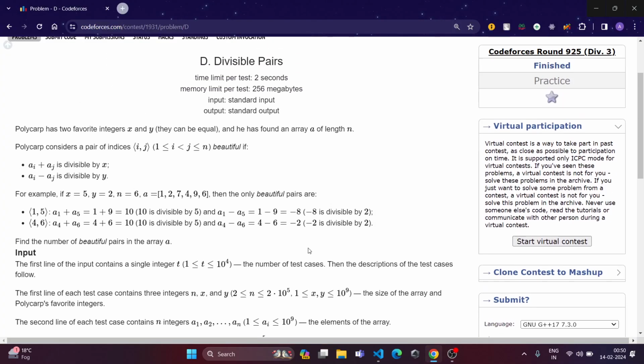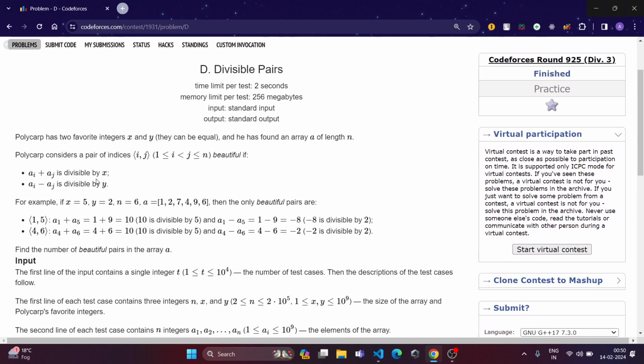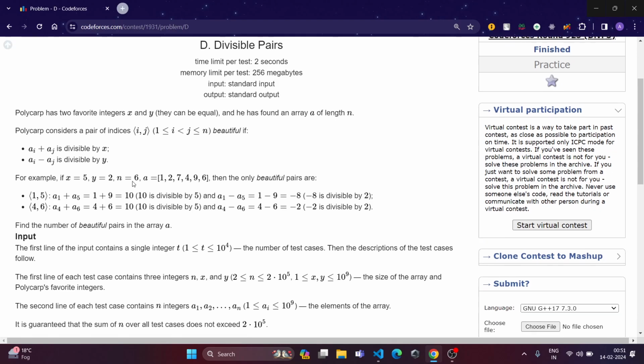Today we are going to discuss the problem divisible pairs. In this problem we are given two integers x and y and an array of integers. We have to print the number of pairs such that when we choose a pair ai and aj that are elements of it, ai plus aj should be divisible by x and ai minus aj should be divisible by y.